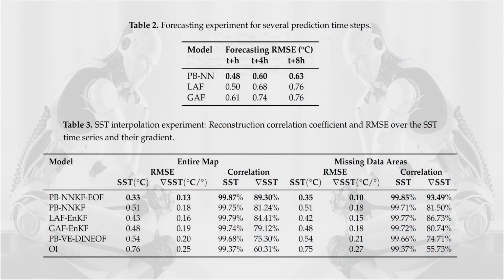Table 2 presents the forecasting experiment for several prediction time steps. Table 3 presents the interpolation experiment, reconstruction correlation coefficient and RMSE over the SST time series and their gradient. It reveals the importance of the EOF-based parameterization of the NN-based covariance model in the improvement of interpolation results. The PB-NNKF EOF scheme outperforms both analog forecasting operators in terms of predictions one step ahead, which suggests better assimilation on a global scale, especially for missing data areas.